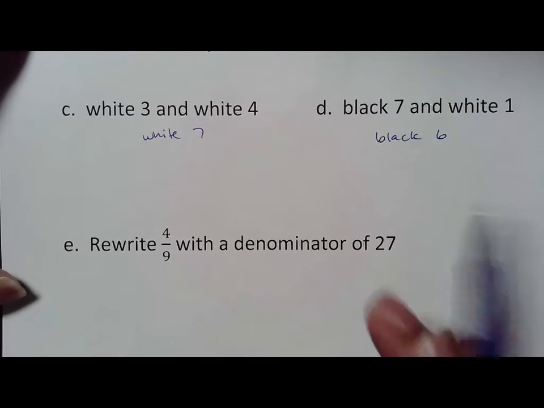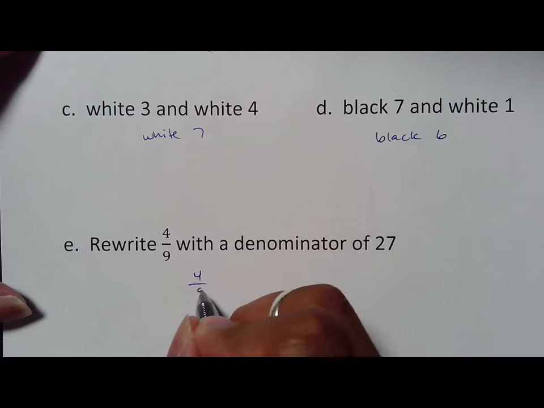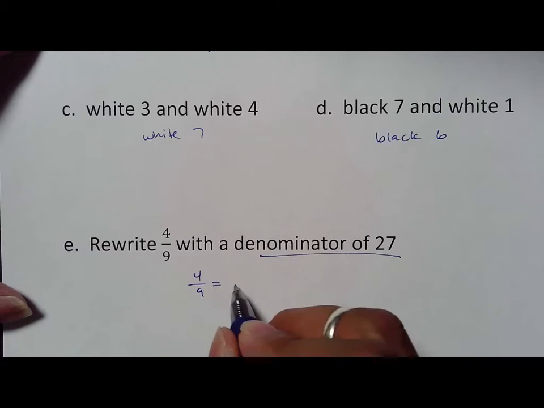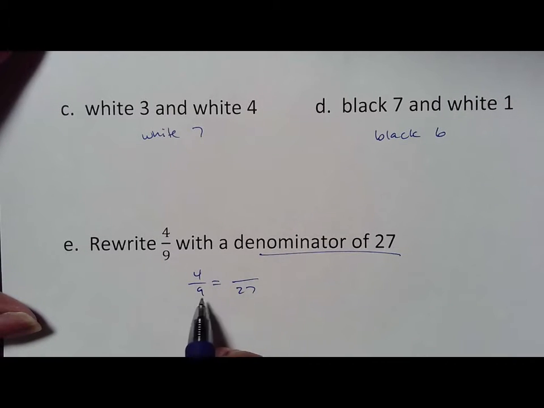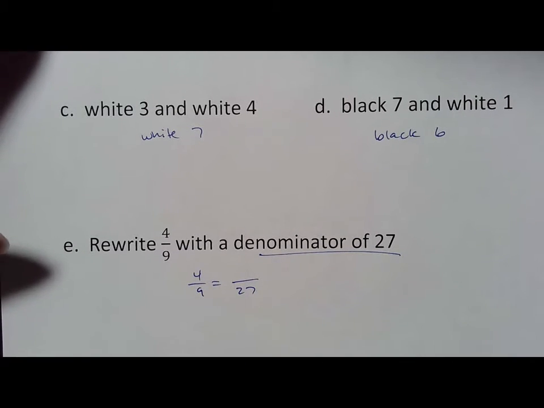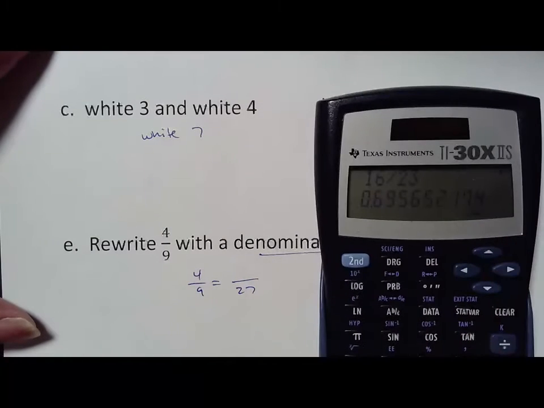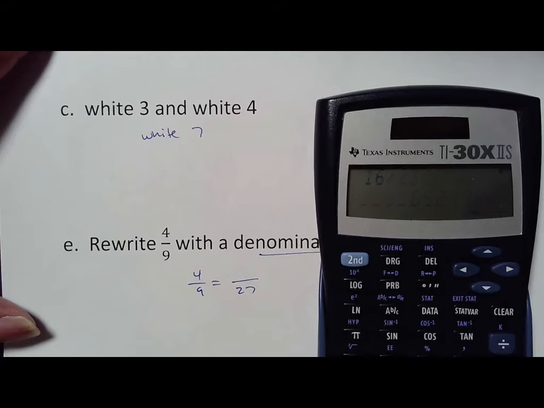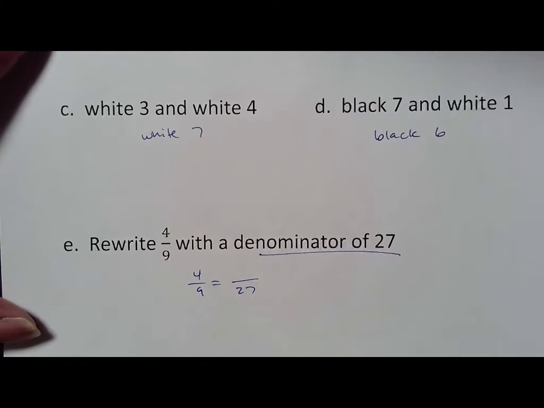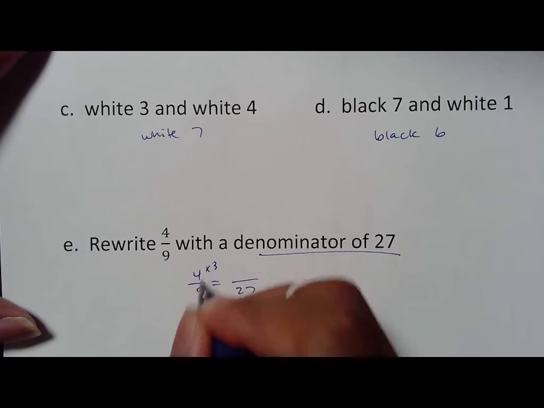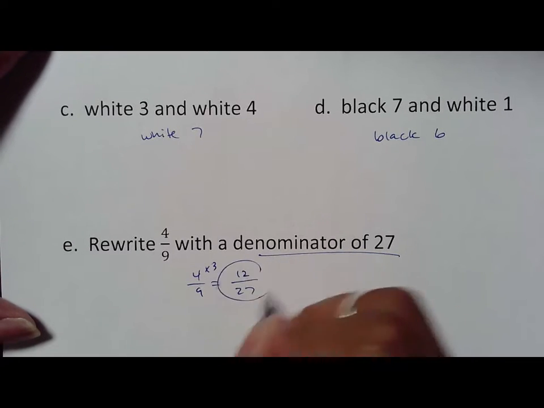And then the third type of problem we have, or fourth type of problem we have, is where we take 4/9 and rewrite it with a denominator of 27, remembering that a denominator means on the bottom. Now our job is to find out what multiplies by 9 to make 27. If you can do that in your head, try it out. If not, use the calculator. Remember, all we have to do is division. So 27 divided by 9, which is 3. So we multiply that to the top. 4 times 3 is 12.